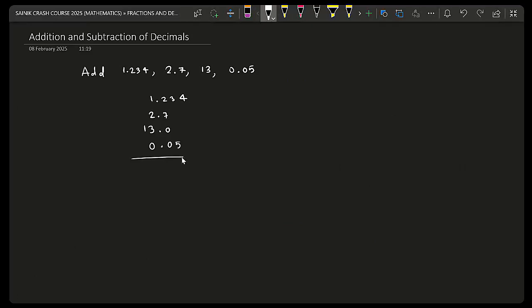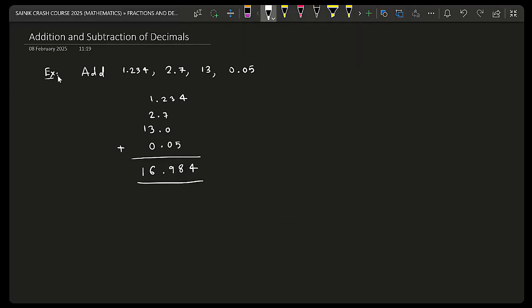Now you can start adding from right to left. That is 4, 8, 9, and this is 6, and this is 1. So the answer is 16.984. Subtraction is also the same. You can keep the decimals in the same vertical column and start subtracting. You'll get the correct answer. So for addition and subtraction, both we can follow this method. You can write it as an example.